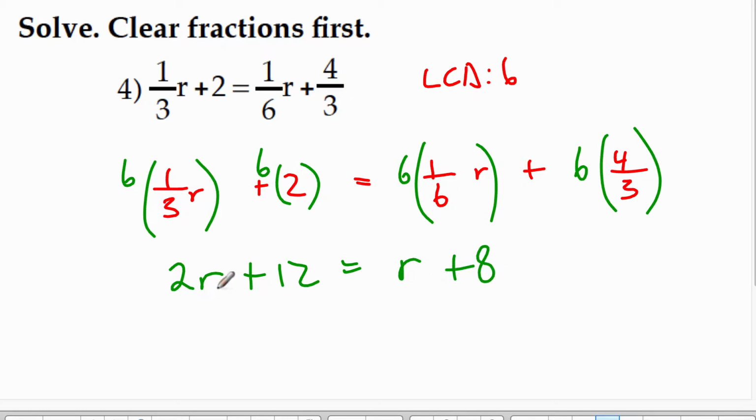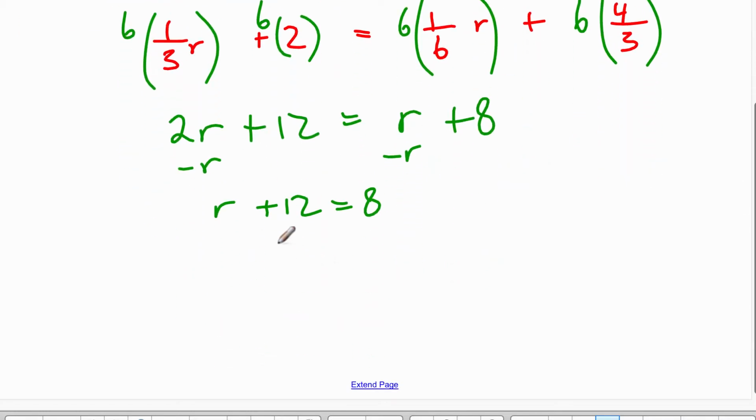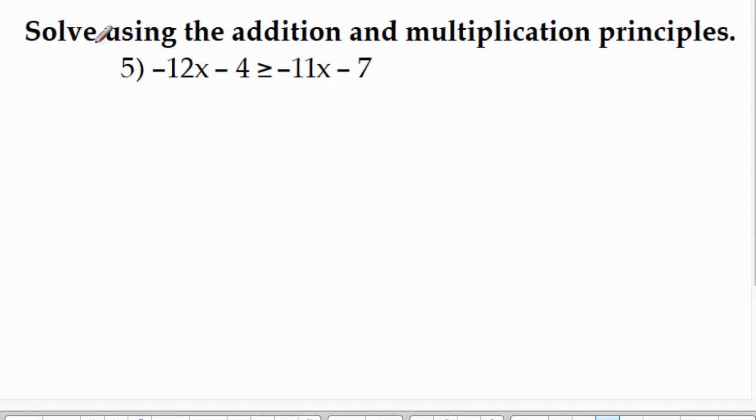So I need to get r's on one side, numbers on the other side. So I'll subtract an r on both sides, leaving me with r plus 12 is equal to positive 8. Then I'll subtract 12 on both sides, leaving me with r is equal to, I'm up 8, I lose 12, I'm down 4. Okay, there's 4 questions.